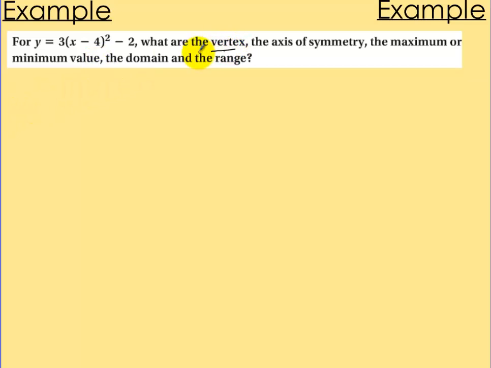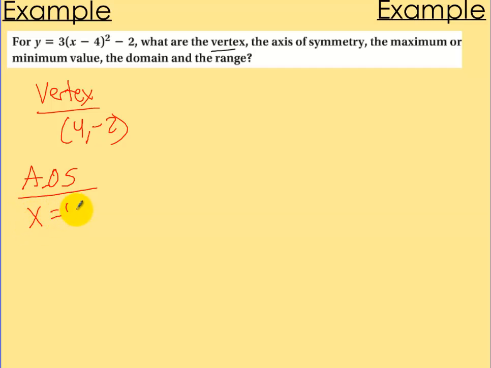All right, so I got to find a bunch of things. So the first thing, got to find the vertex. Vertex is going to be (4, -2). Axis of symmetry, I'm going to abbreviate it AOS. This is a line at x equals whatever the x value of the vertex is, so x equals 4.